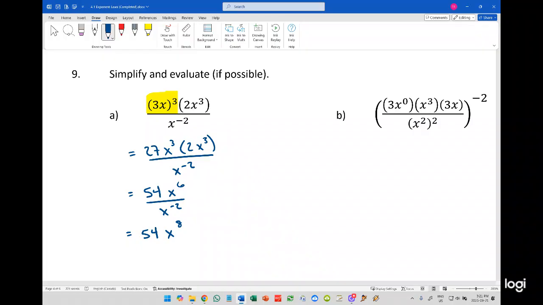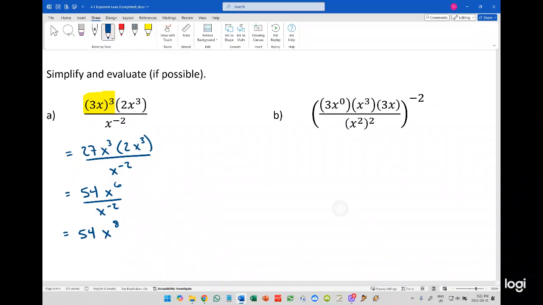For part B, we can deal with this negative exponent right off the bat, but let's actually do the brackets first. Let's try and follow the BEDMAS rules. Inside the brackets on the top, 3x to the 0, a whole bunch of people are going to write down 1 for this, but the answer is actually 3. 3 does not get the exponent of 0, just x does.